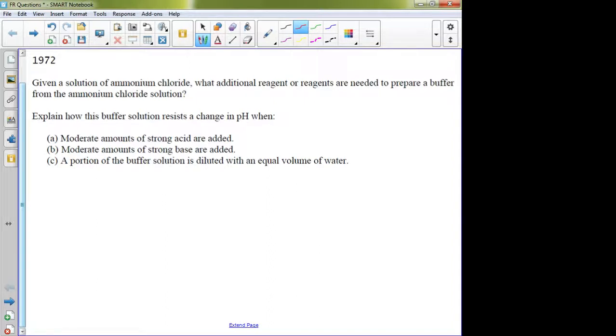So given a solution of ammonium chloride, before I go any further, do you see any chemical formula written out anywhere up there? No, so that means they're expecting me to know what ammonium chloride is, okay? Do I know what ammonium is? Yes, what is ammonium? NH4 positive, okay? Do I know what chloride is? It is Cl negative. So if I wrote those together, the charges would cancel. And so we would just write this as NH4Cl.